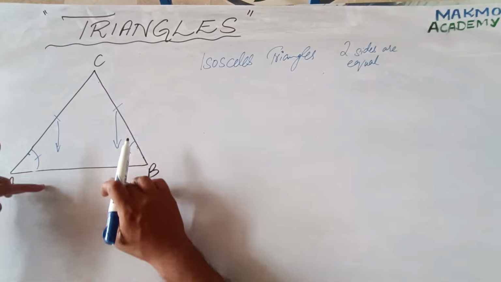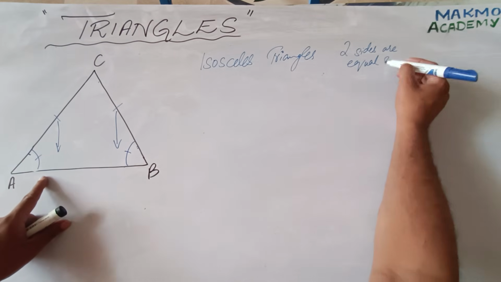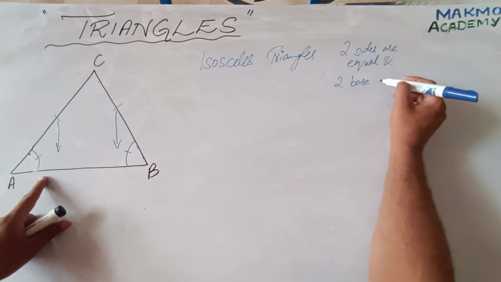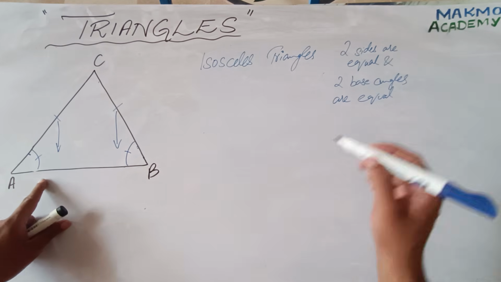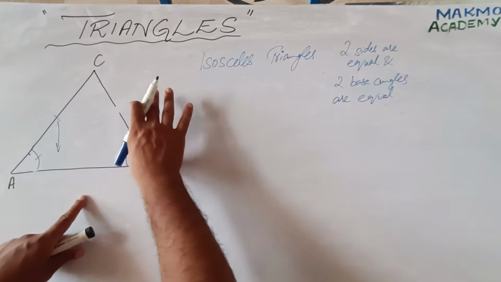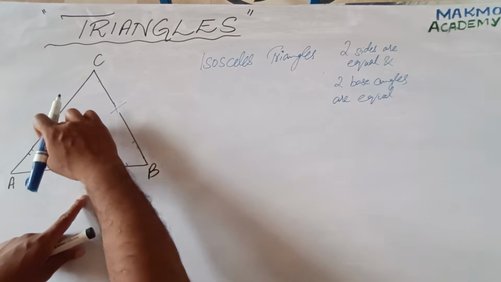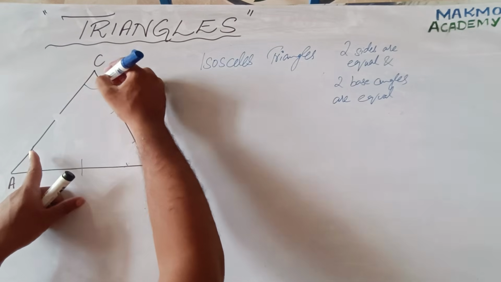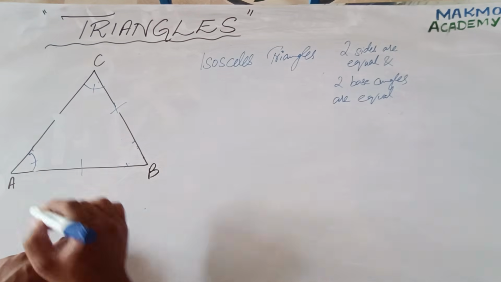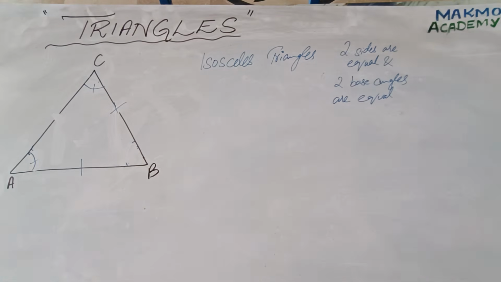The sides are equal to each other, and the angles below those two equal sides, the two base angles, are also equal. Base angles are equal in the case of an isosceles triangle. Instead of these two sides, if the equal sides were these two, and this one is the unequal side, then the angles below these two lines are equal in size. In that case, these two would be considered the base angles of the isosceles triangle.